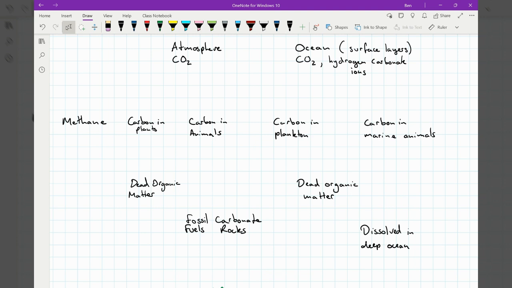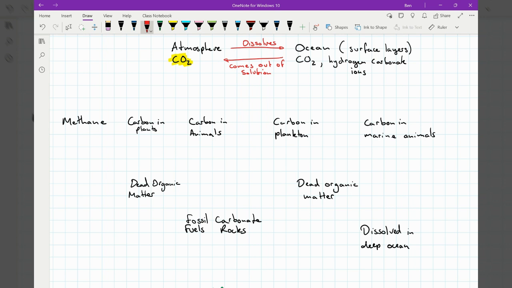So we've got to start with carbon dioxide in the atmosphere, and that's our first form of carbon that we're looking at. It's not carbon by itself, it's a compound with oxygen. And we can see that it sometimes dissolves into the ocean, and sometimes it comes out of solution from the ocean into the atmosphere. So there's two processes there that we can look at.